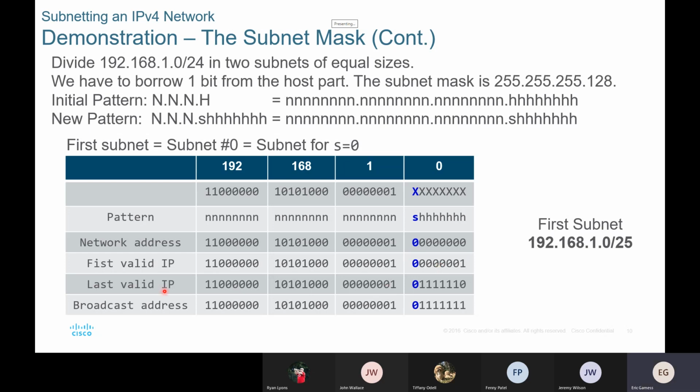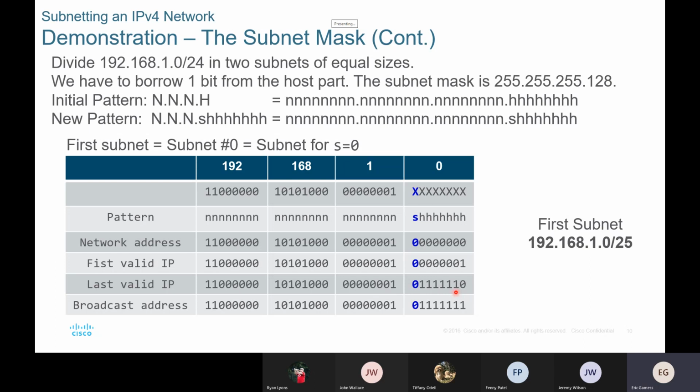Now the last valid IP address. How do I get the last valid IP address? I change all the host bits, we have 7 host bits, to 1, but the last one. So look here, I put all the host bits, which are 7, at 1, but the last one has to be 0. If you convert this number from binary to decimal, what will this number be?